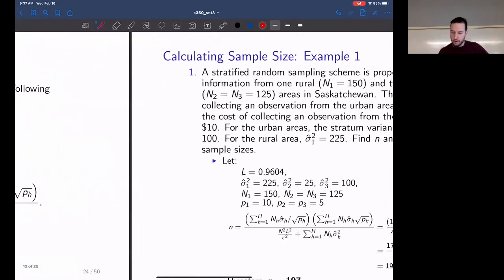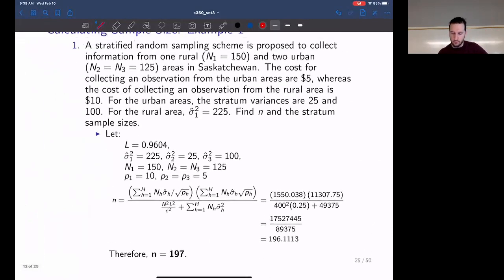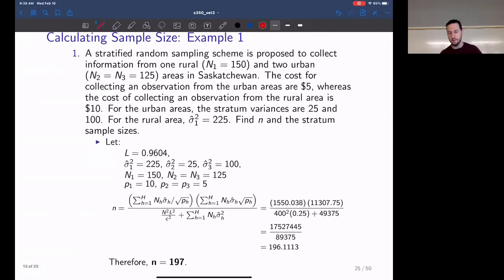So I have an example of how this would work on slide 25. In this illustration, we're saying we're going to use a stratified approach to collect information from 1 rural and 2 urban areas in Saskatchewan. The cost for collecting an observation from the urban areas is $5 apiece, whereas the cost of collecting an observation from the rural area is $10. For each urban area, the variances are 25 and 100, and for the rural area, the variance is equal to 225.